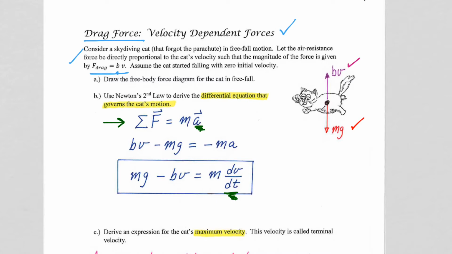So we do what we always do with our sum of the forces and our force arrows. We have bv up, we have mg down, and notice we have to have the negative here because the mg is going to win out, at least up until the point where the bv can get big enough to balance, and we'll talk more about that in a moment. So bv minus mg equals negative ma. We change the a to dv/dt, and that is it. We are done. That is the differential equation. So this is the differential equation that governs or describes that motion.